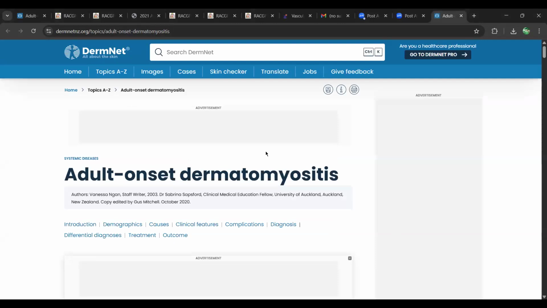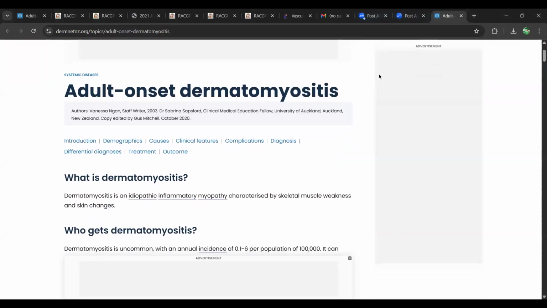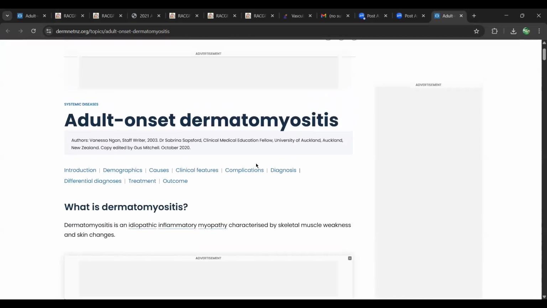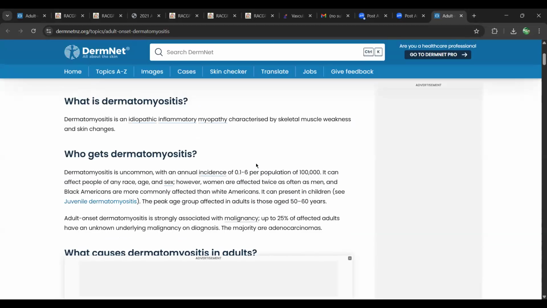Okay, so this is DermNet. I hope you all can see the screen that I've shared. Adult onset dermatomyositis. This is the guideline that we're following, right?